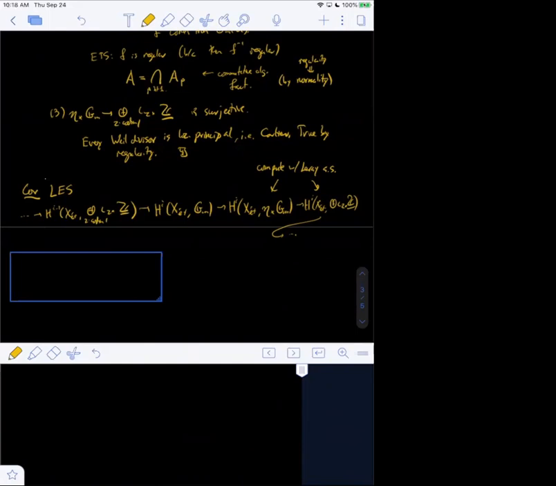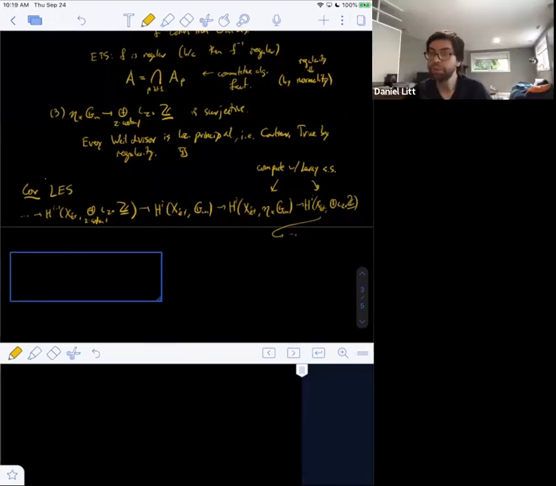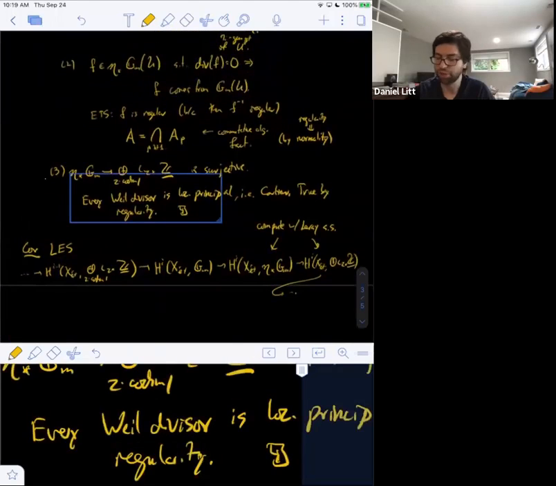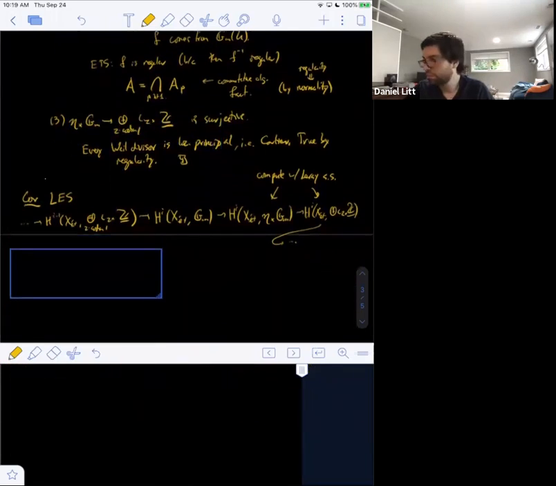Sorry, just a quick question. If we have something that's normal and not regular, then does this still hold? Or the sequence will be left exact, but not in general right exact, and the issue is that you might have Weil divisors which aren't Cartier. Okay, cool. Thanks. Yeah. So I think you don't quite need regularity, but you need maybe locally factorial or something.